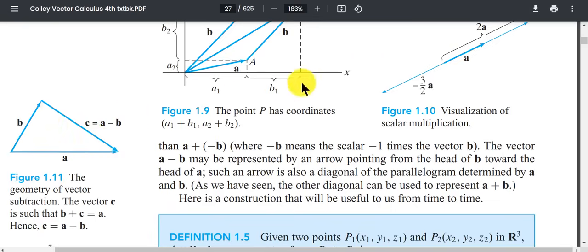So anyway, the question is, what does A minus B look like? And the answer is, it's the vector which goes from the tip of B to the tip of A.